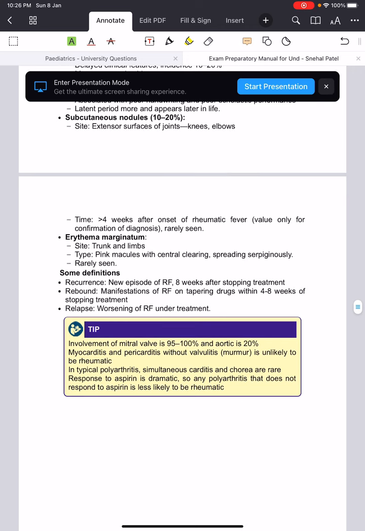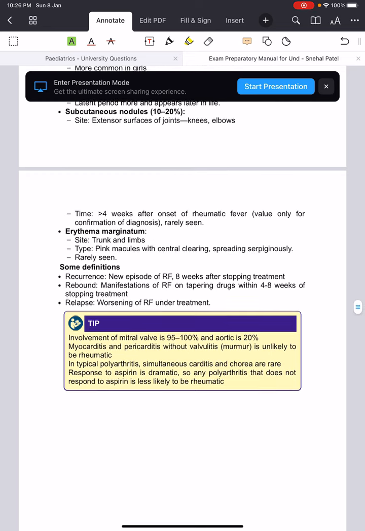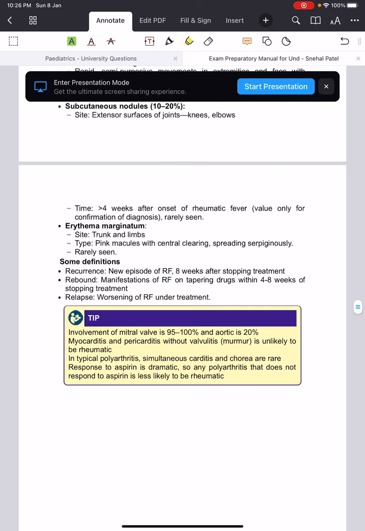Subcutaneous nodules. Site will be extensor surfaces of joints. So on knees, elbows. What all things did we see? We also saw arthritis on knees and elbows, and Jaccoud arthritis if there is deformity. Time: more than 4 weeks after onset of rheumatic fever. Subcutaneous nodules are seen after 4 weeks of rheumatic fever.